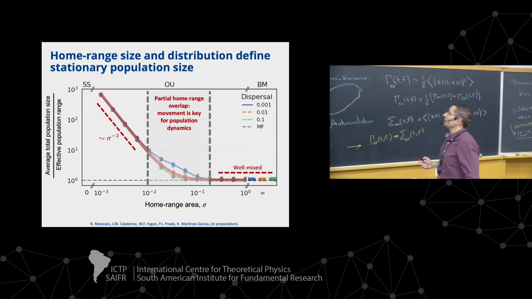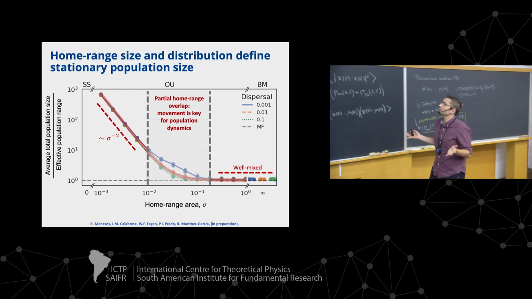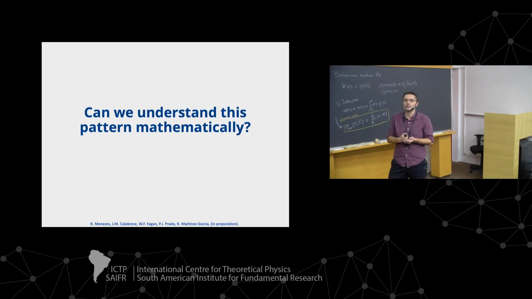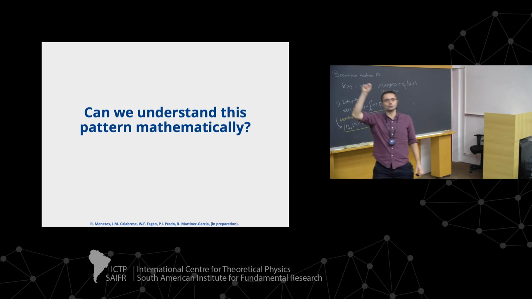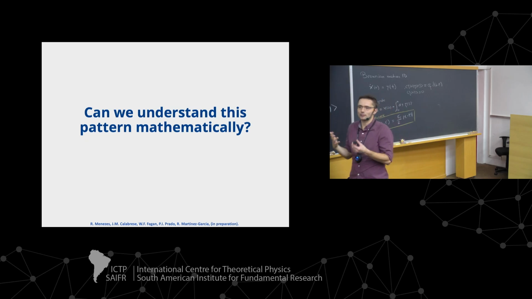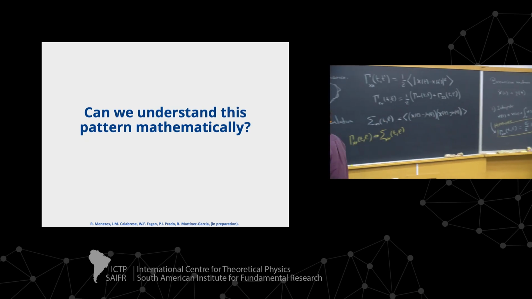So the question is, well, this is a very interesting pattern that I see in the simulations, but the question is whether we can understand this mathematically. It would be really cool if, given the movement parameters of my model, of my animals, I could tell you the number of animals, right? That would be really cool. If I had an expression for my carrying capacity as we had before, just with the movement parameters. Because otherwise, I would need to run these simulations, and that's not so fun.